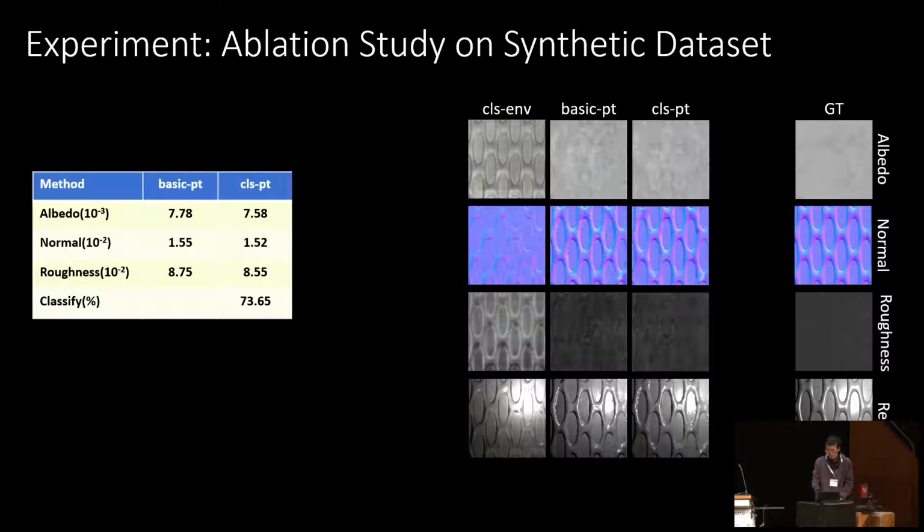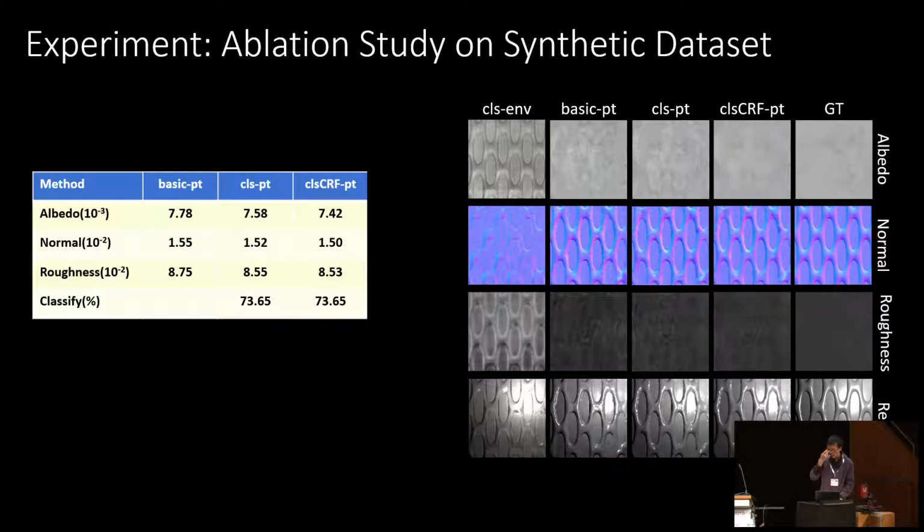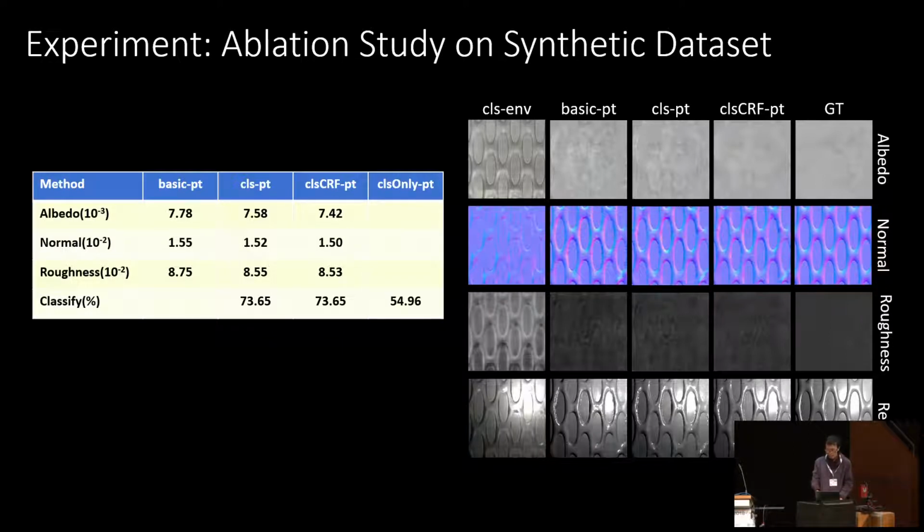We first show that adding the material classification can help the BRDF reconstruction. And then we show that adding the cascade dense CRF for post-processing can also improve the performance. One interesting phenomenon we observe is that by combining the BRDF reconstruction loss, the classifier can actually achieve much higher classification accuracy, which suggests that the features learned for BRDF reconstruction can also be useful for material classification.